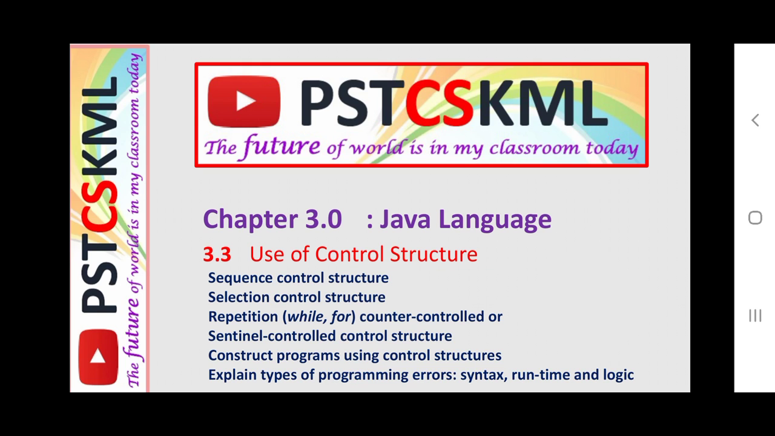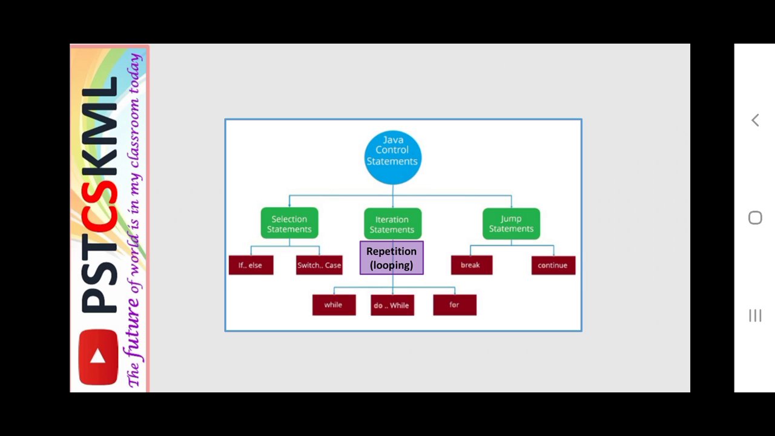Everyone, today we will learn about Java language 3.3, use of control structure: sequence control structure, selection control structure, repetition (while, for), counter control or sentinel control structure, construct program using control structures, and explain types of programming errors: syntax error, runtime error and logic error. Okay, we go through Java control statements.